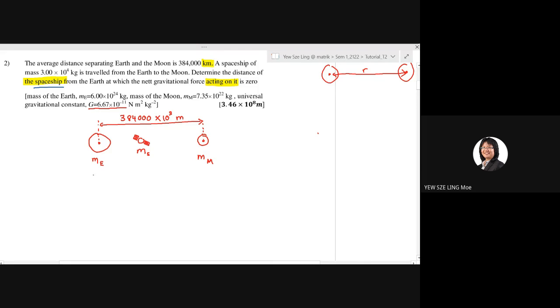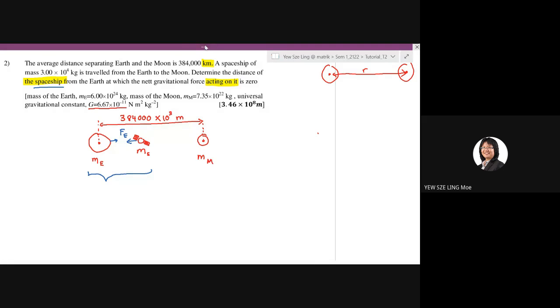So the first thing we look at is what happens between these 2 objects. We ignore the moon first and focus on the Earth and the spaceship. Because the spaceship is our main object, it needs to be included in every situation. So between the Earth and the spaceship, there is an attractive force, and I'm going to call it Fe.